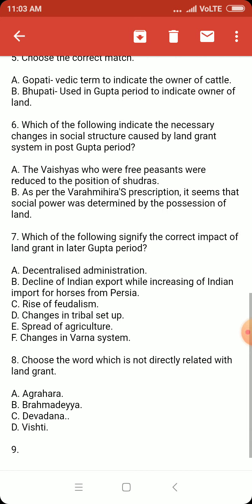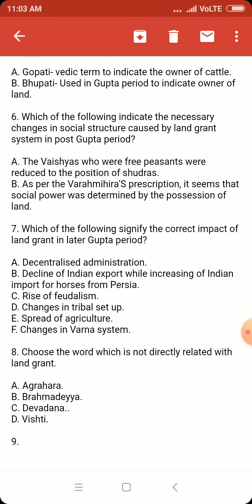Question number 6. Which of the following indicate the necessary changes in social structure caused by the land grant system in the post-Gupta period? Always keep in mind that UPSC has a tendency to ask questions from history relating to society. History is a contemporary version of society. That is why this kind of question is very important for the UPSC exam. So what is the question asking? It is asking about the land grant system and its social consequences in the post-Gupta period.